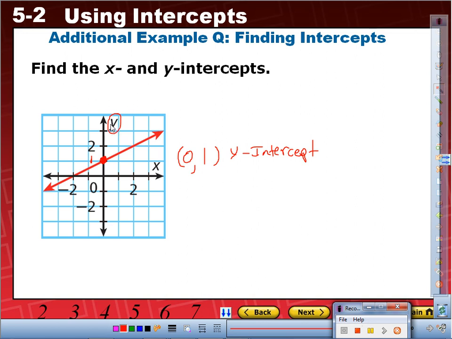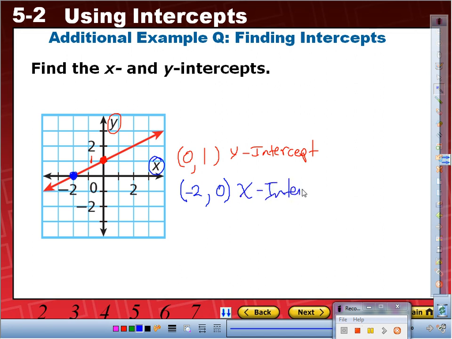So, if the definition says where the line intercepts the y-axis is a y-intercept, therefore, where the line intersects the x-axis is known as the x-intercept. So here's my x-axis. That runs horizontally. The line intercepts right here, doesn't it? Okay, so my coordinate for that one is negative 2 of x. And does it go up or down on the y? No, it stays there, so it's 0, and that is my x-intercept.